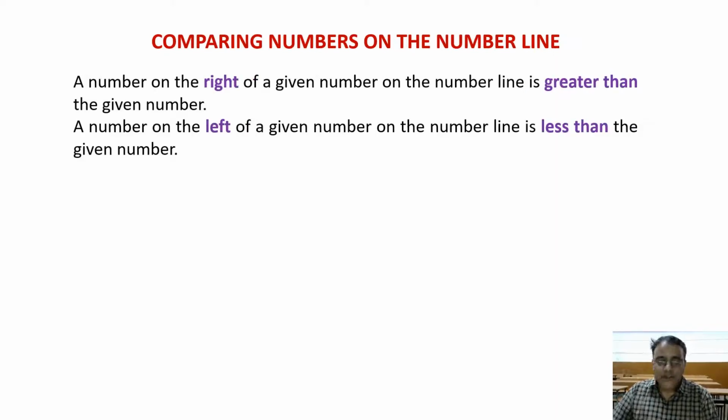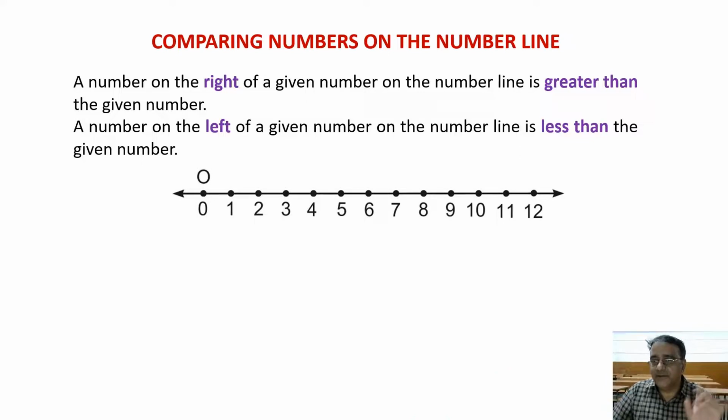Right. Now see, suppose I am giving one example. If we are going to consider 2 points, 5 and 10. So 5 is left of 10. That means 5 is less than 10.